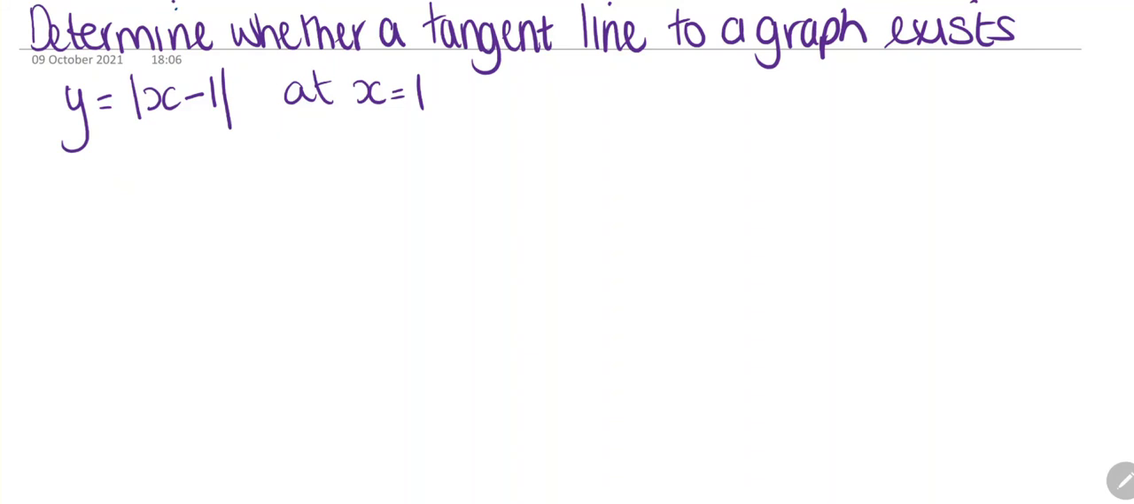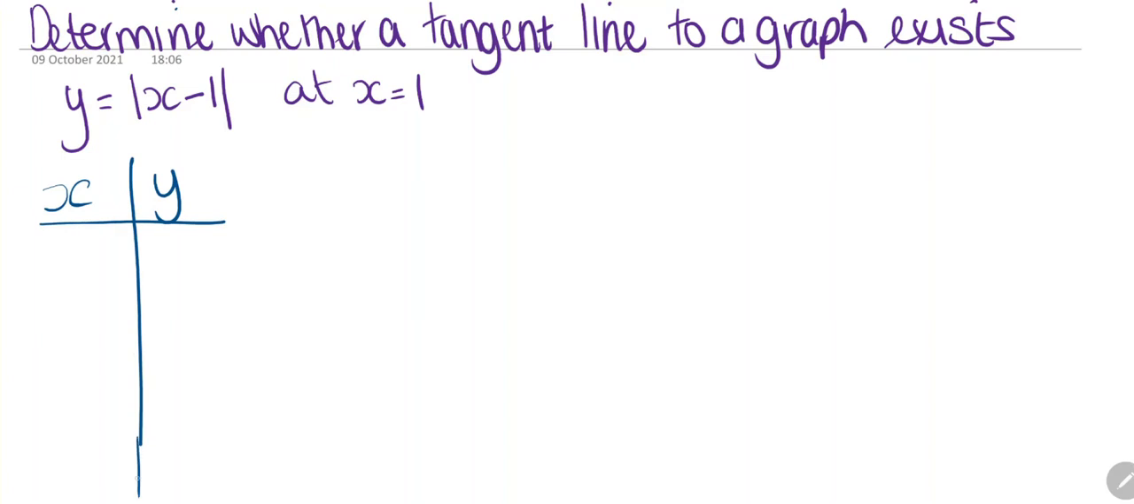So, determine whether a tangent line to a graph exists, and we're given the graph, and it's an absolute value graph. So let's plot some points, because we need to show graphically and numerically if the tangent line does not exist. So a table of values, let's have x and some y values.